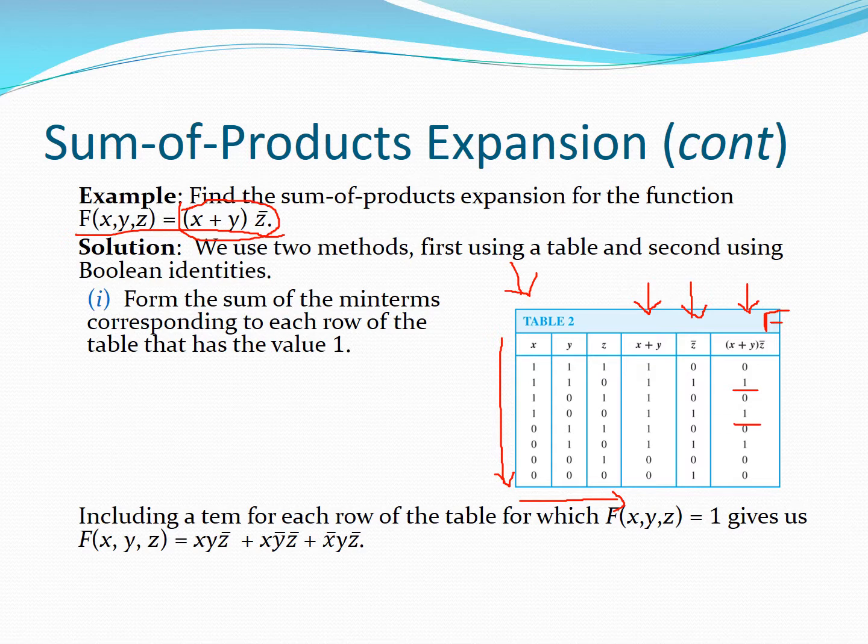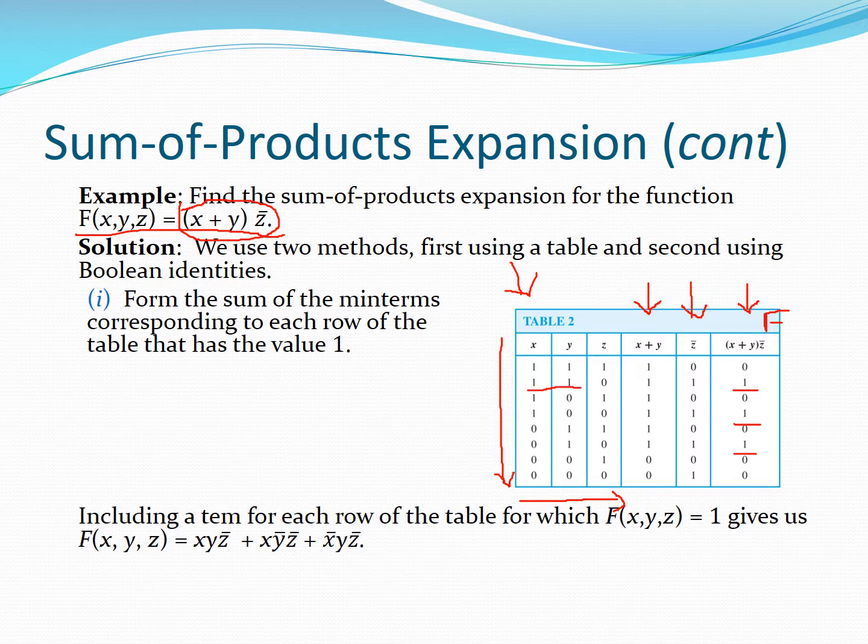There is another 1 right there, and there is another 1 right there. So there are 3 ones under your function column. This tells us that there are going to be three minterms in your sum of products expansion, right? So you are going to look at the literals that will make up your minterms.